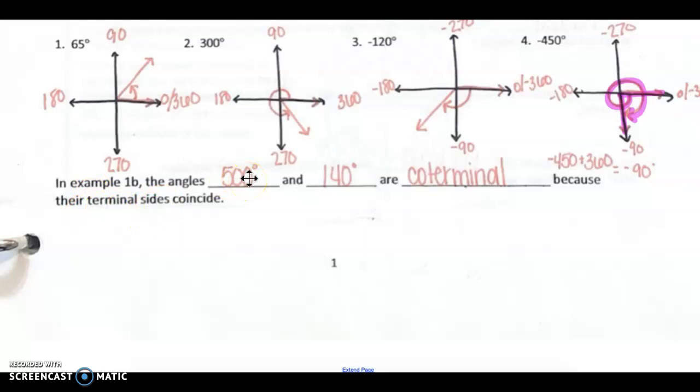They lie on the same side, or they look the same. Just like number 4 right here, negative 450 is a coterminal angle with negative 90 because we're technically drawing a negative 450 degree angle, but that terminal side is the same as the negative 90.